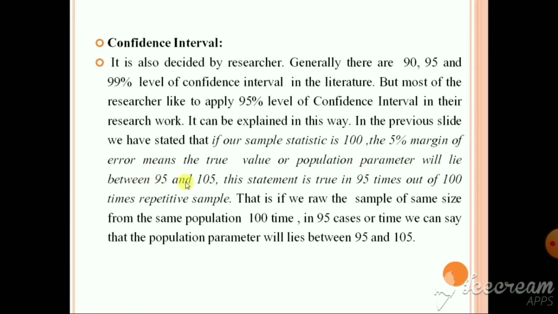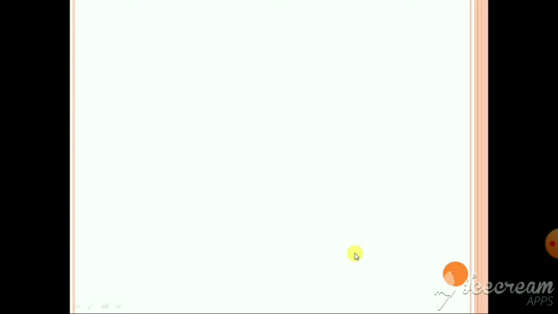This statement is true in 95 times out of 100 times of repetitive sampling. That means, if we draw a sample of the same size from the same population 100 times, in 95 times or 95 cases, we will get the same result. That means we can say that the population parameter will lie between 95 and 105. So this is the 95% confidence interval.